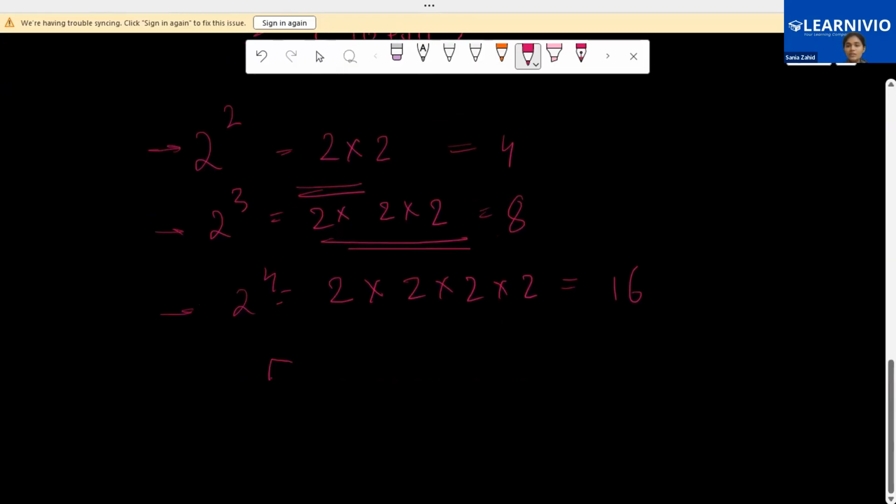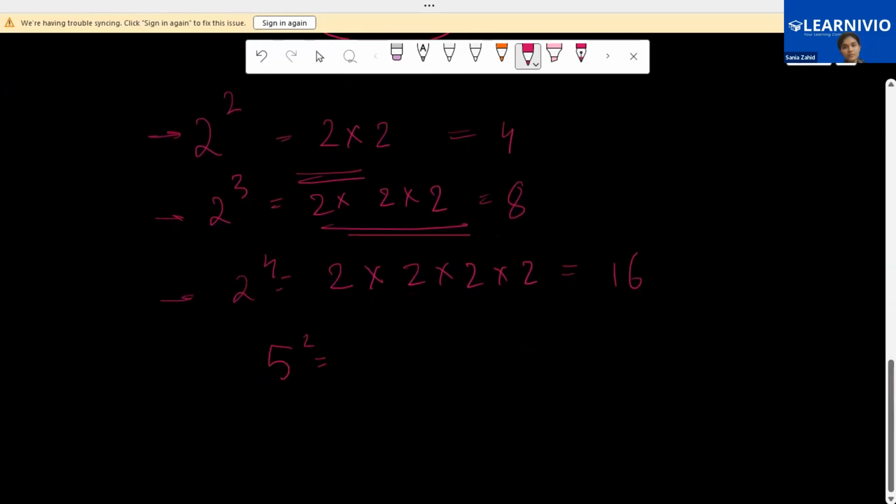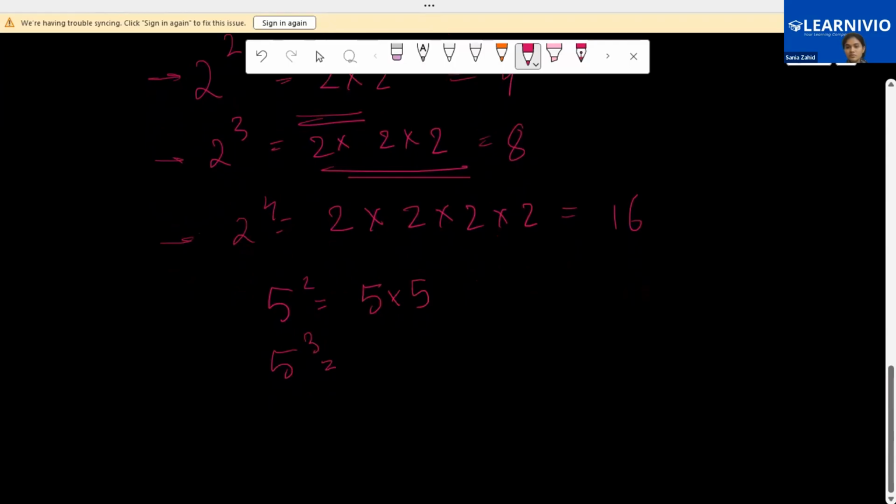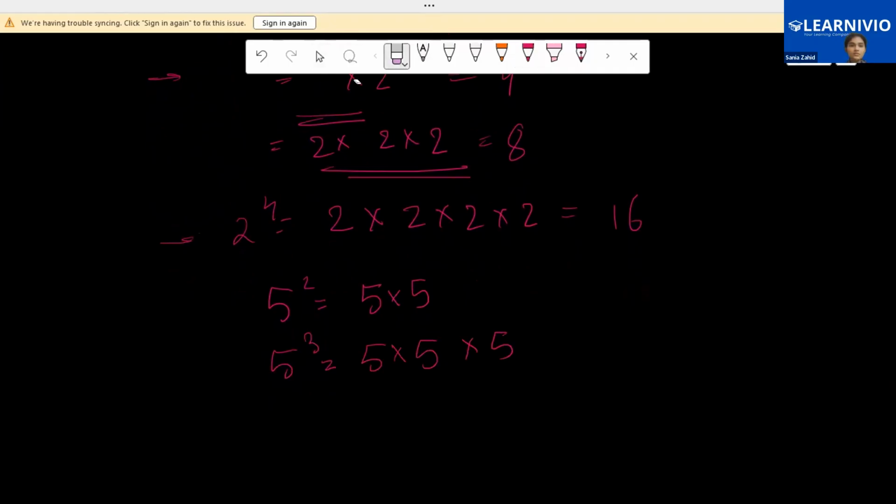If I ask what is 5 square, so what will you tell? What is 5 square? 5 square is 10. Why 10? What does 5 square mean? 5 into 5. Oh, 5 square means 5 into 5, so it's 25. What does 5 cube mean? 5 into 5 into 5. So that gives you 125. 5 into 5 is 25. 25 into 5 is 125. Okay, so that's how we got it.